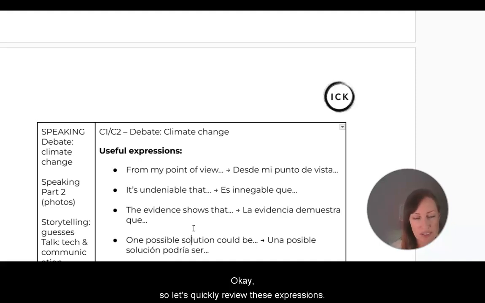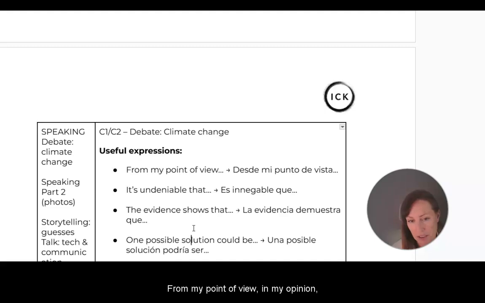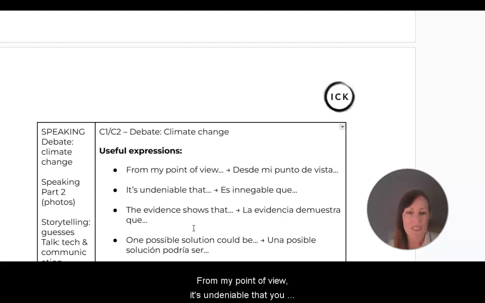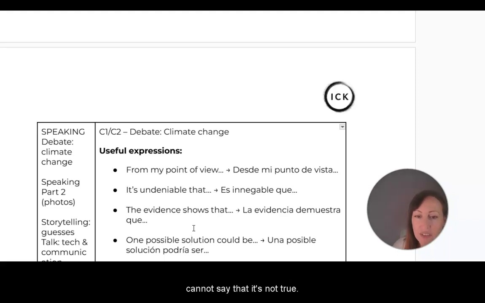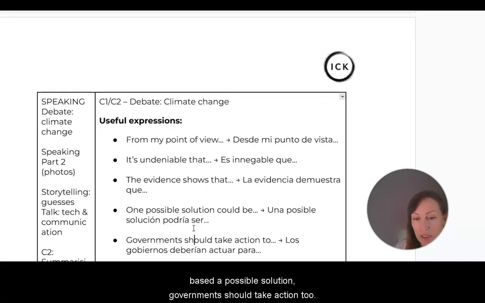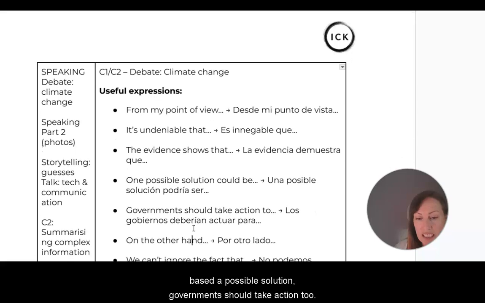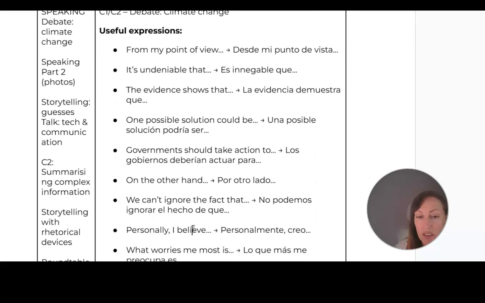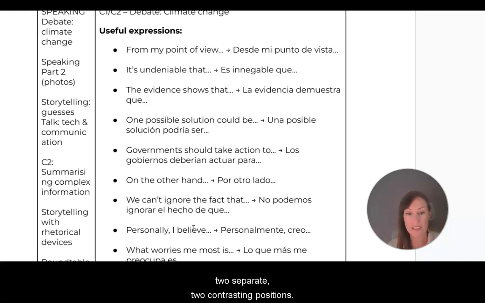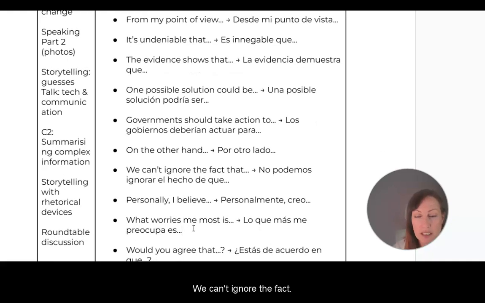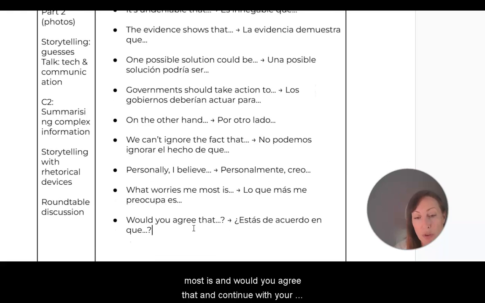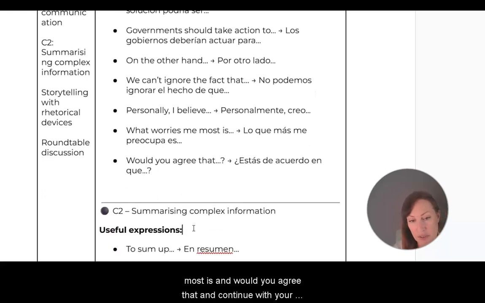So let's quickly review these expressions. From my point of view, in my opinion. But don't say in my opinion, it's too easy. From my point of view, it's undeniable that, you cannot say that it's not true. The evidence shows that, given evidence and science-based. A possible solution. Governments should take action too. So on one hand, on the other hand, two separate, two contrasting positions. We can't ignore the fact. Personally, I believe. What worries me most is, and would you agree that? And continue with your statement.